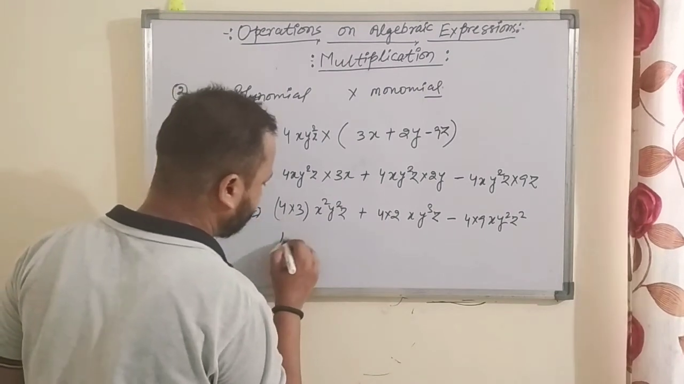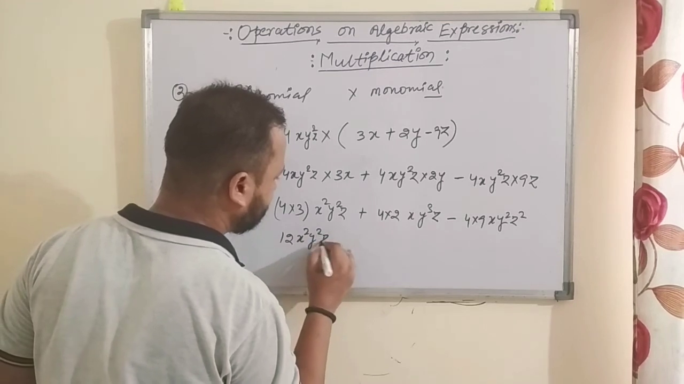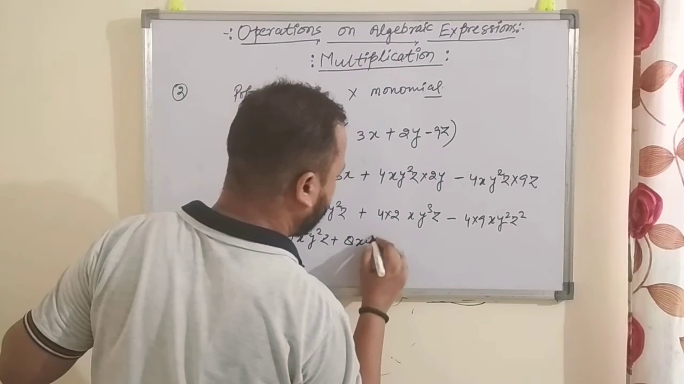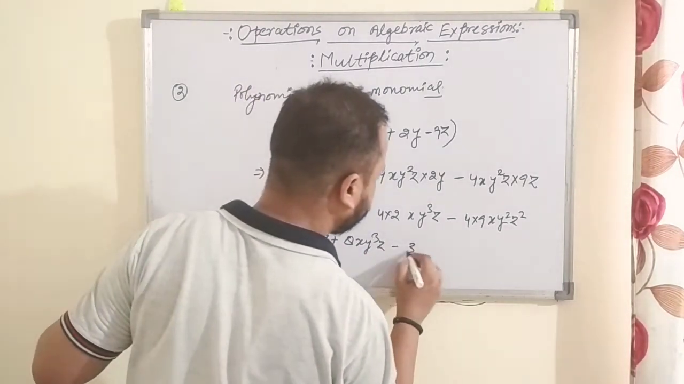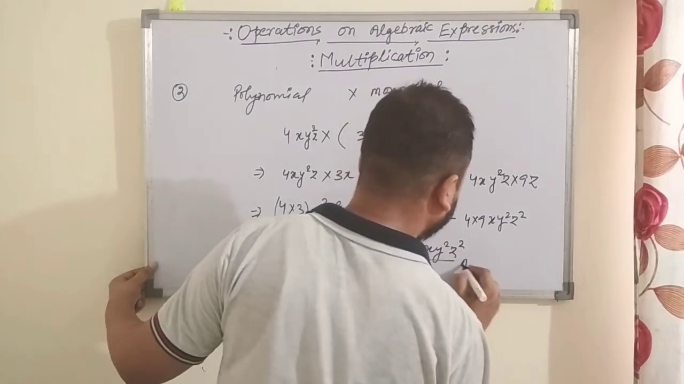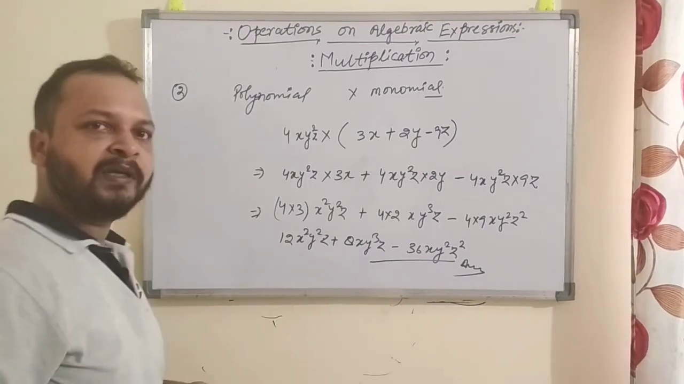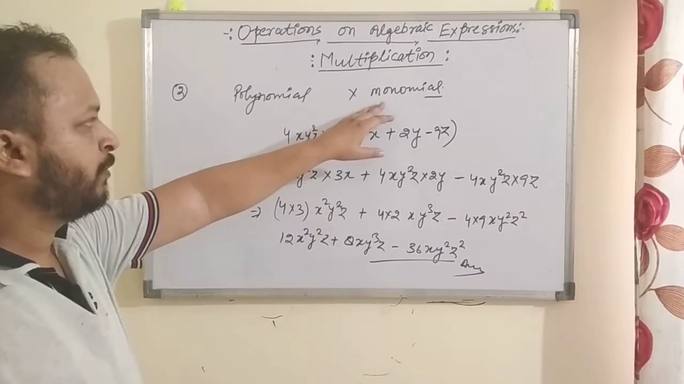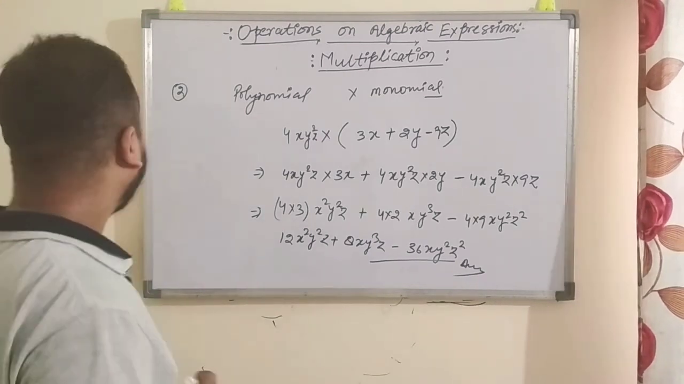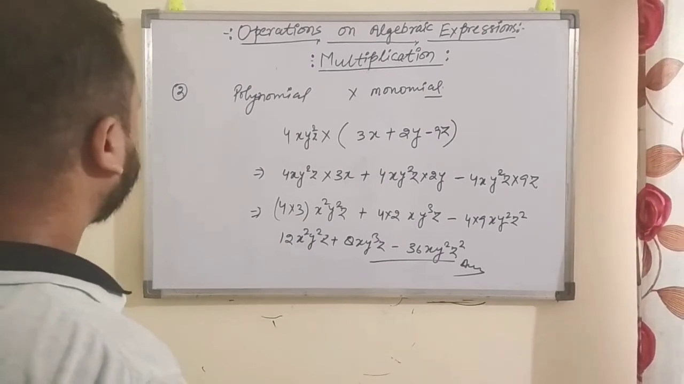Multiply these numbers also, so you will get 12 x square y square z plus 8 xy cube z minus 36 xy square z square. This is the answer, right? So when a polynomial is being multiplied with a monomial, you will always follow the distributive law, right? Now come to the next part, this third part.